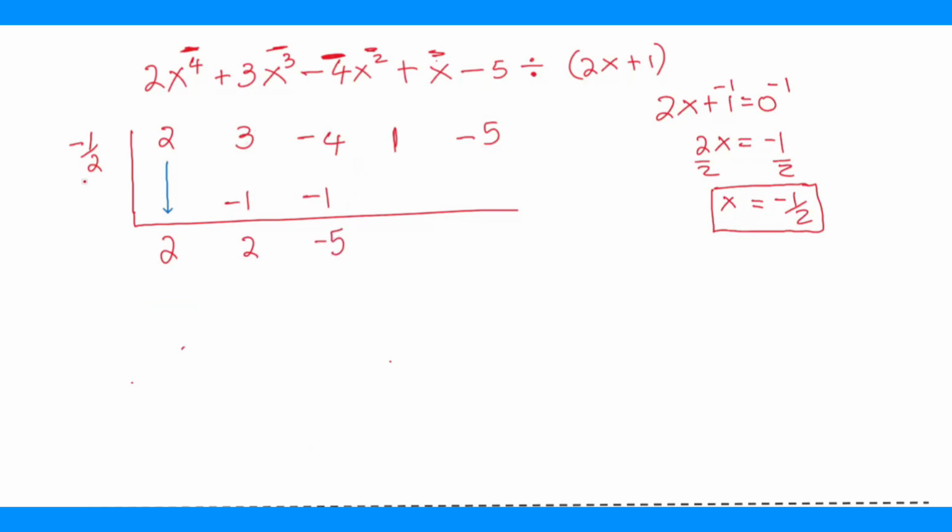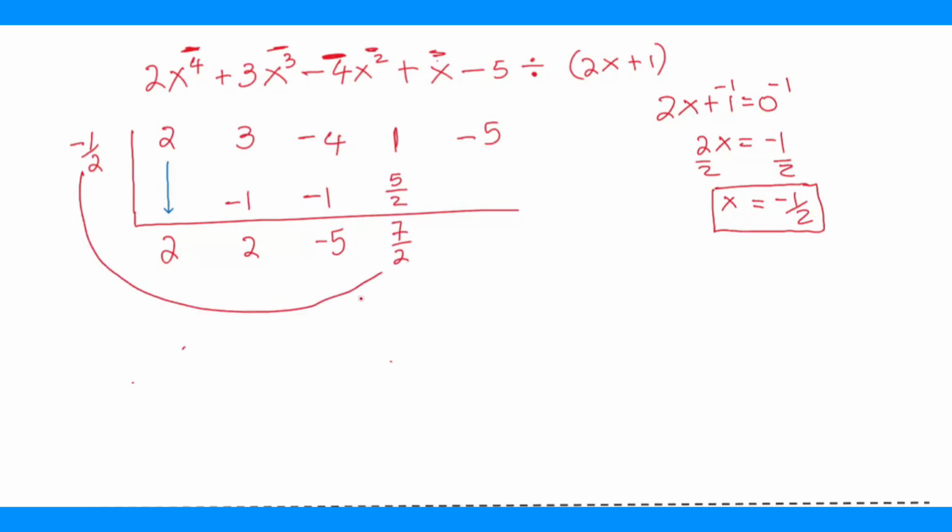Again, we're going to have -1/2 times -5. Remember, negative times negative is a positive. So this is going to give us +5/2, right? And then we're going to add this. So if you add 1 plus 5/2, we're going to have 7/2 or 3.5. Okay, so definitely this is actually 7/2.